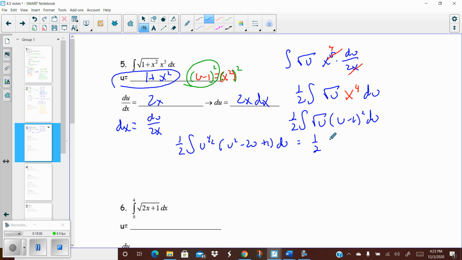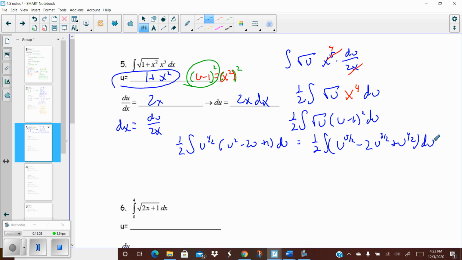So again, I'm going to have 1/2 integral. Now u to the 1/2 times u to the 2, we add the exponents together. We get u to the 2.5, or u to the 5/2 power, minus 2 times u to the 1/2. Well, that's u to the 1/2 times u to the 1. So 1 plus 1/2 is 3/2. And then u to the 1/2 times 1 is just u to the 1/2.